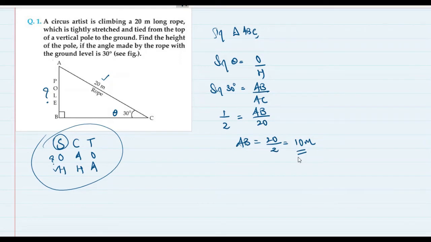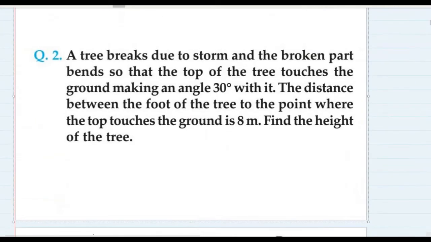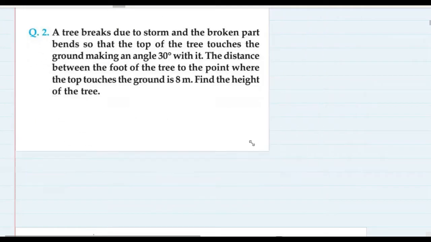That's it. This is all you need to do in this chapter. Easy? Understood? Let's go ahead. Okay, next question.